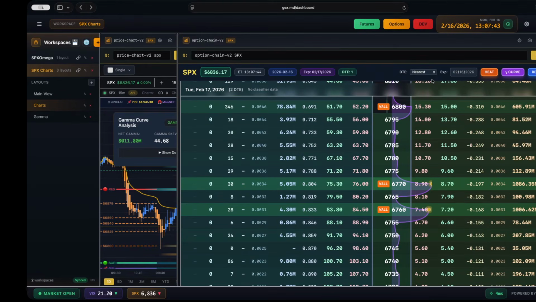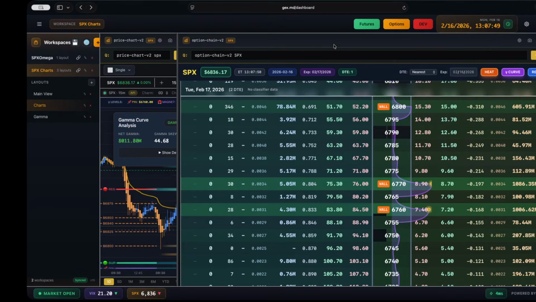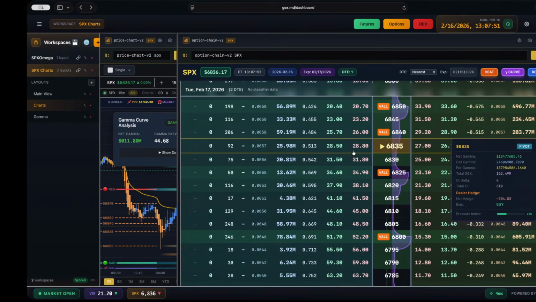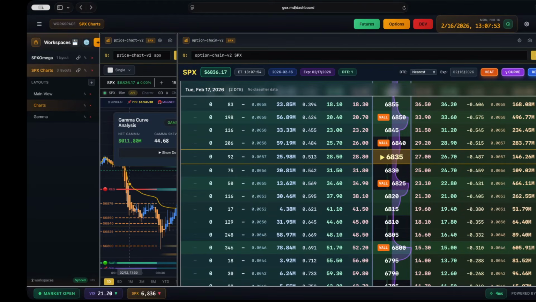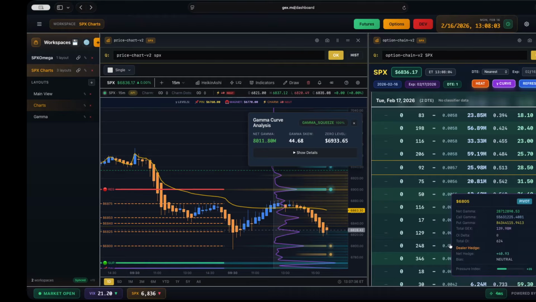And then we have 1,000 millions on the put side. So right here, this area. And then you can validate whatever you see in here. Remember that dot right here? This guy, 6799.